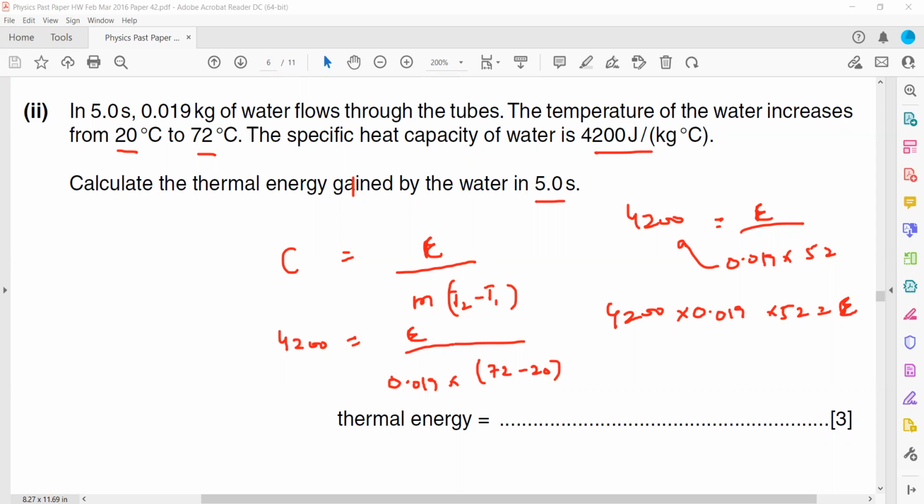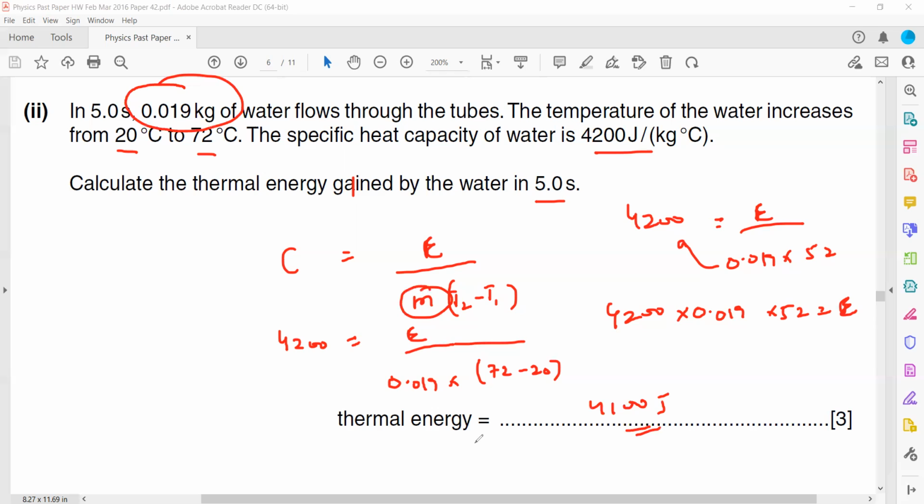When we multiply all the factors, this energy comes out as 4100 joules, but that is the rounded-off answer. Why 0.019? Because that is the mass of the water which flows. M is the mass of the water which absorbs energy. So how much mass of water absorbs energy in the question? That is 0.019, that's why we took 0.019. So 4100, again a rounded-off answer, in joules.